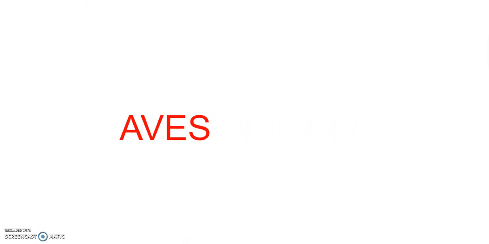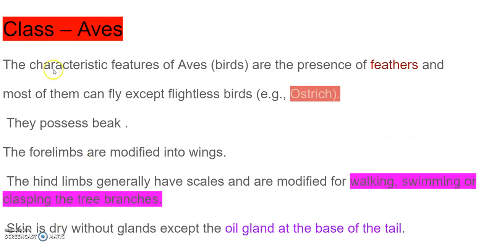Class Aves. The characteristic feature of Aves, or birds, is the presence of feathers. What is the characteristic feature of Aves or birds? Presence of feathers. Most of the birds can fly except flightless birds, for example, ostrich. Birds possess a beak.